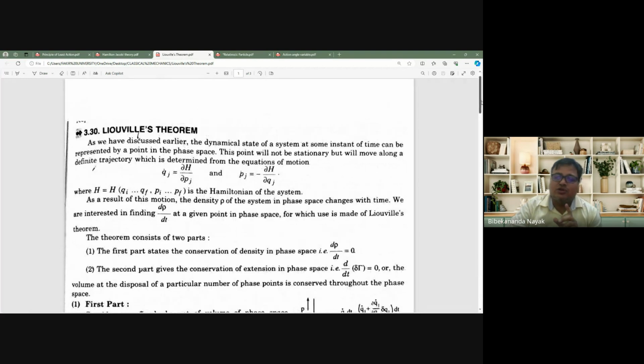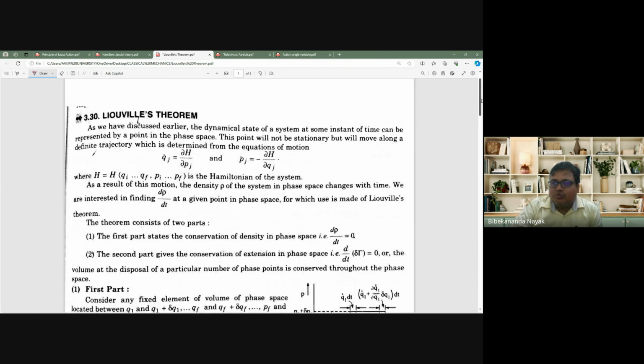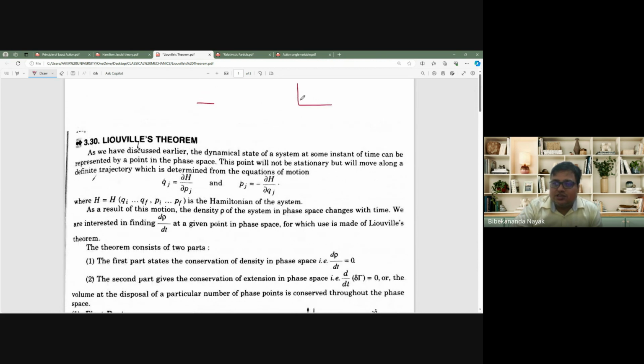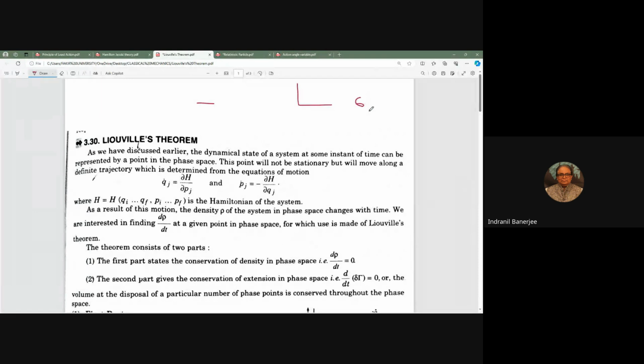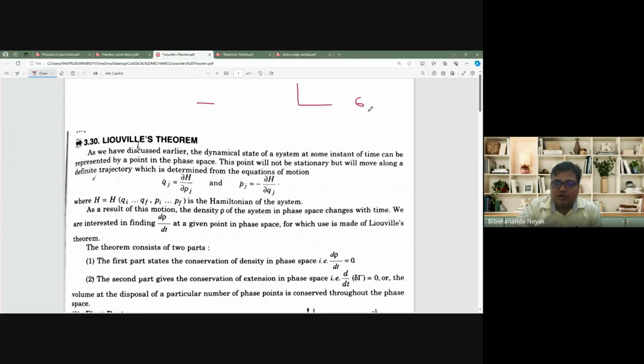Actually, Liouville's theorem tells that in phase space the density is conserved. We will discuss the motion in the phase space. Phase space motion: the density is a conserved quantity. Phase space means position-momentum space. It is 6n-dimensional space for n particles. For one particle it is 6-dimensional space, 3 position coordinates and 3 momentum coordinates. The dynamical state of a system at some instant of time can be represented by a point in phase space.